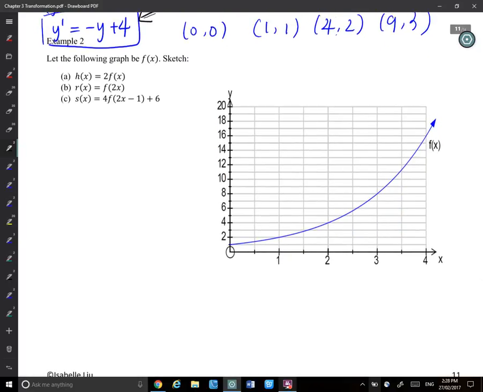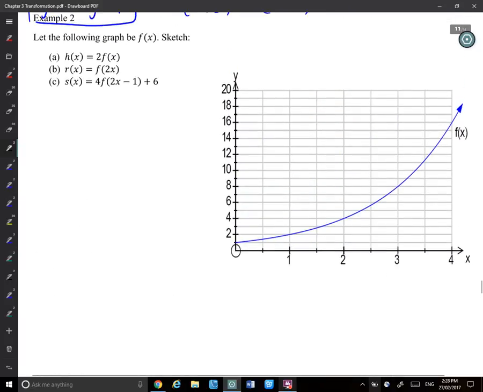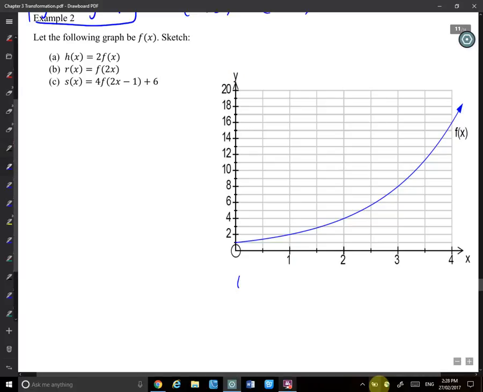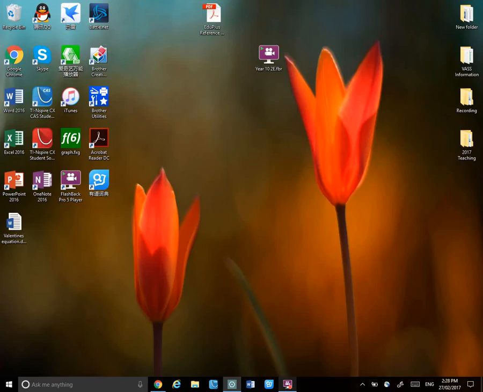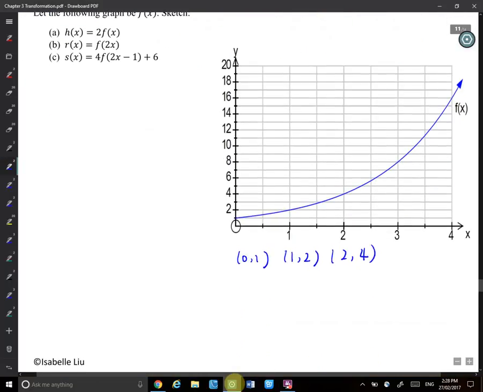Now I will show you this one. This one is a little bit more complex. So what I will do is find some points. What points do I have? Can you see 0, 1, the point 1, 2, the point 2, 4, and the point 3, 8? Is that 8? 3, 8.